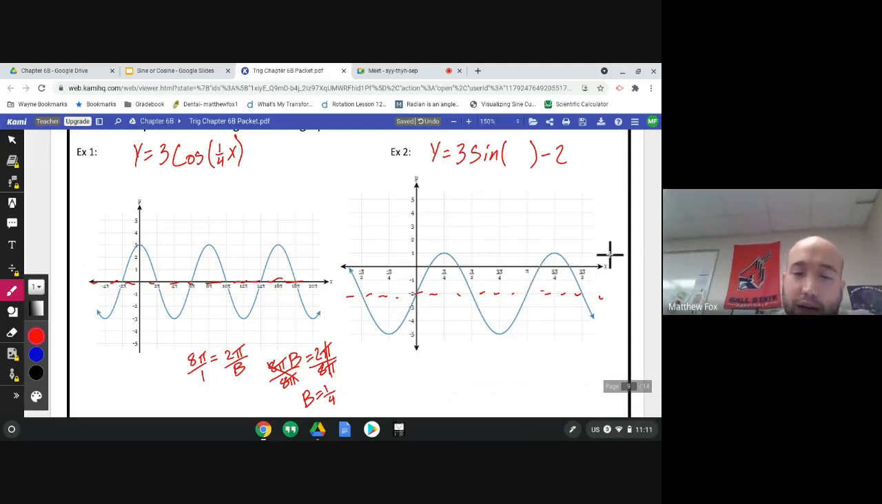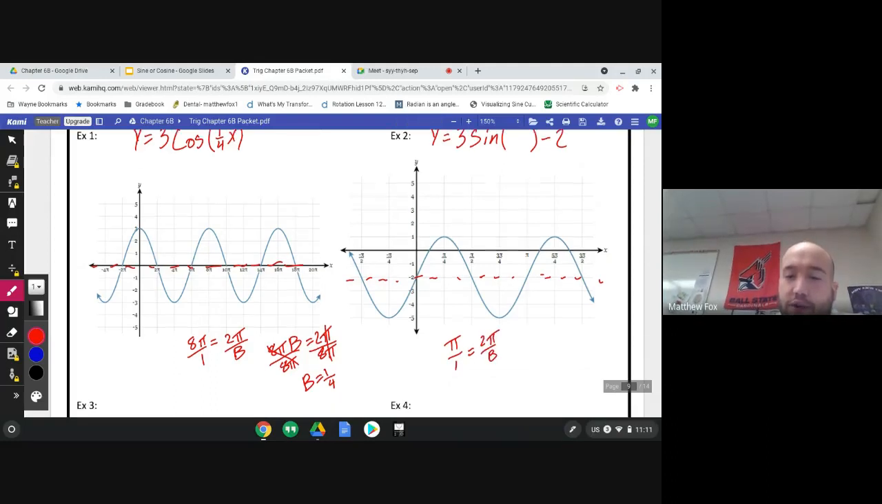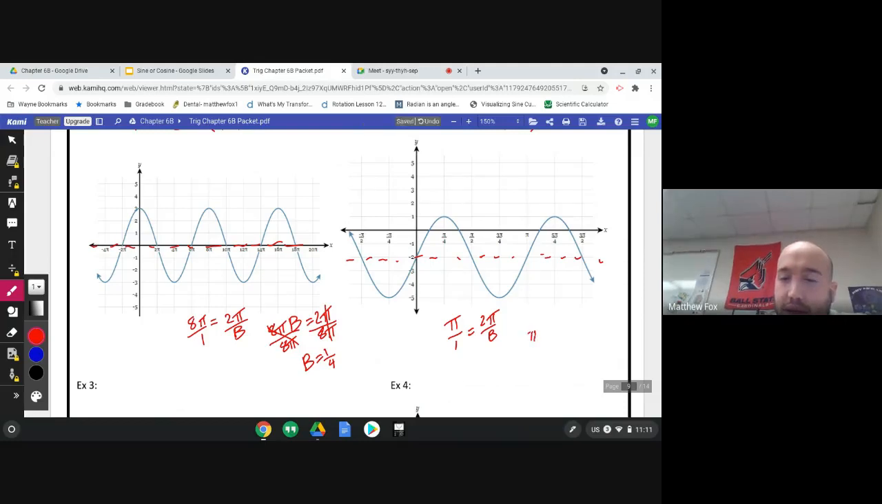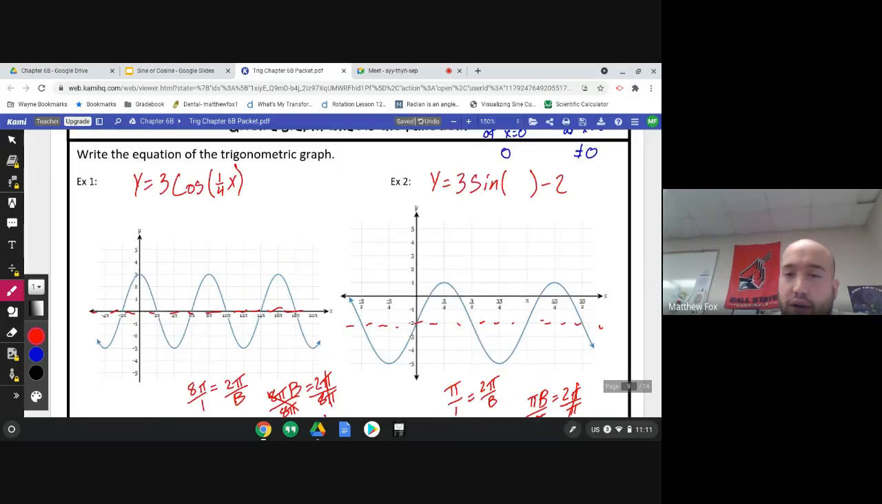Okay, so I take pi, or pi over 1, and set that equal to 2 pi over b. We cross multiply here. We'll get pi b will equal 2 pi. And the only way this is possible is if b has a value of 2. Okay, so then we go up here, and all we got to put is 2x. And we're done. All right.